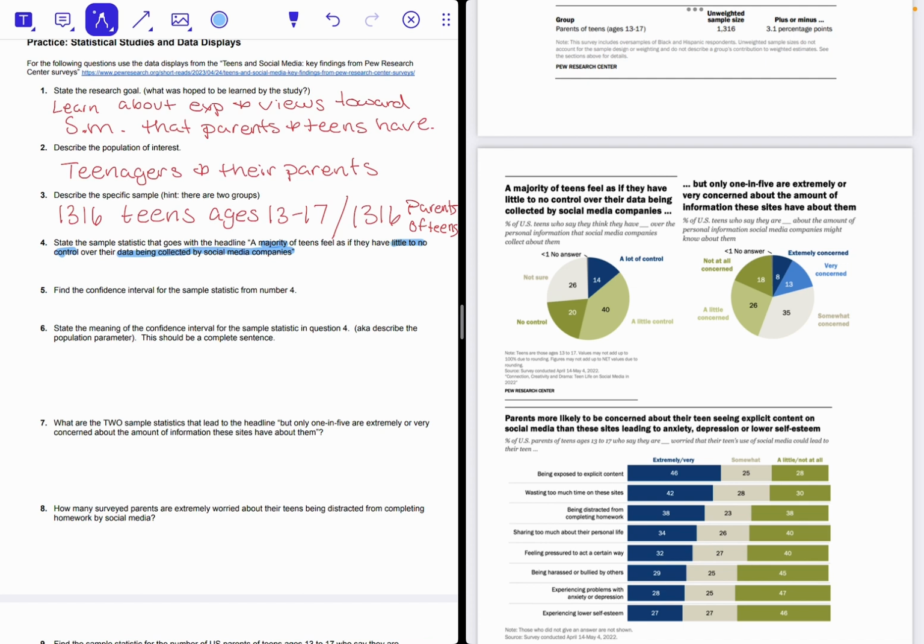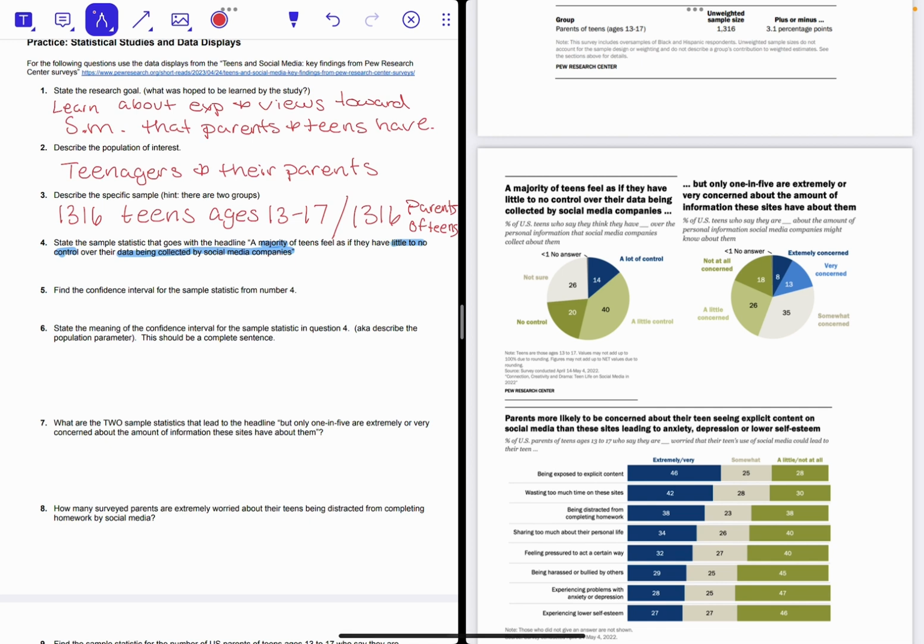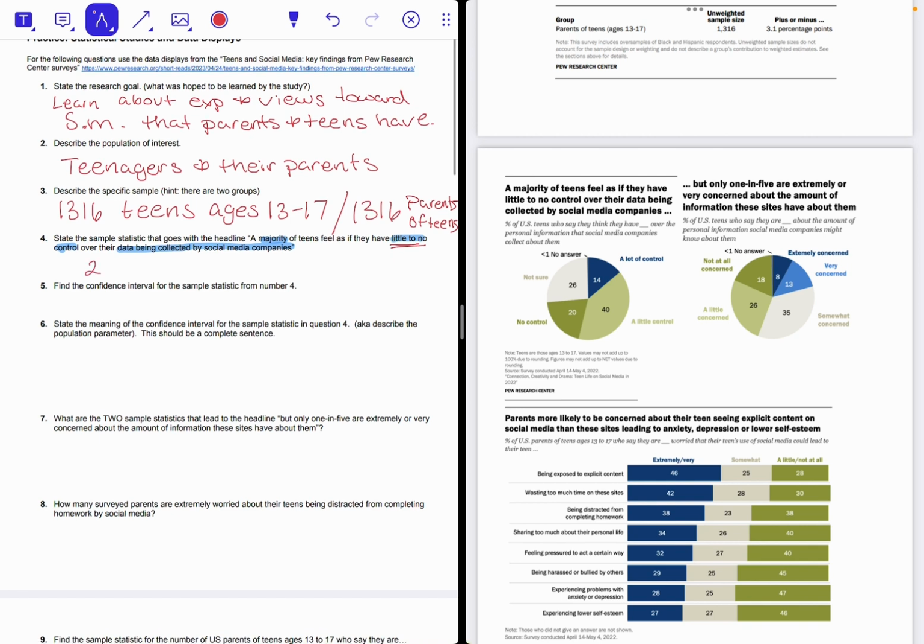So if we're focused on reading what's the sample statistic that led to this, that would be, clearly, that 14 goes with people who felt they had a lot of control. 40 goes with a little, but notice we're looking for a little to no. So we actually want 2 categories. We have a little and then no control at 20. So we actually want the 20% plus the 40% for a total of 60%.